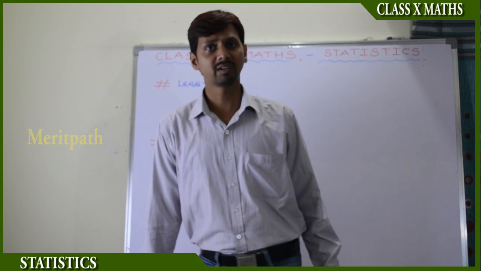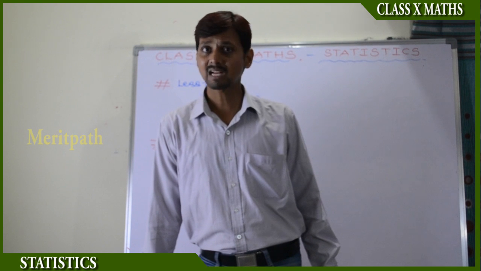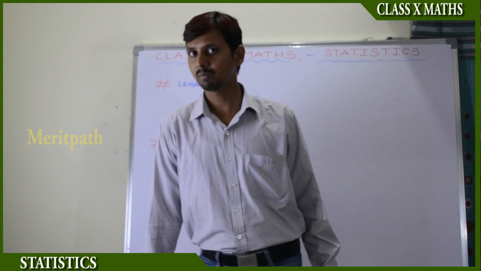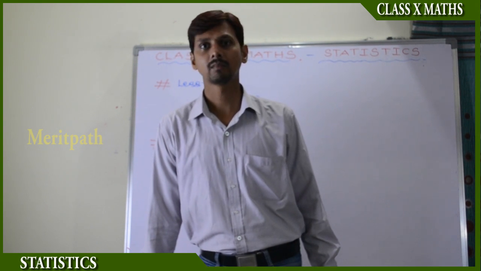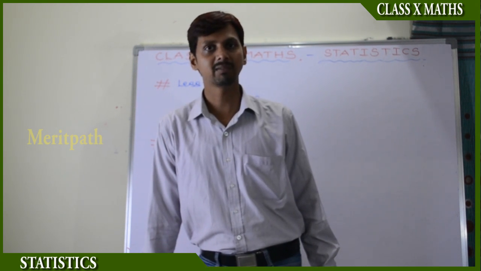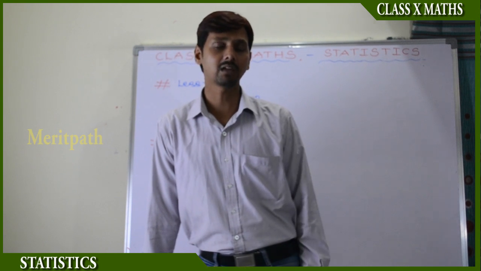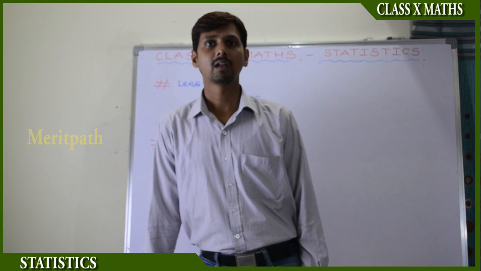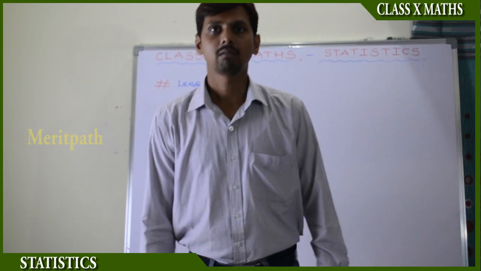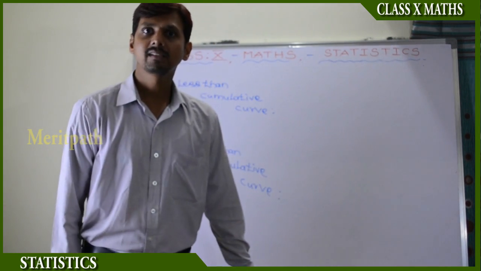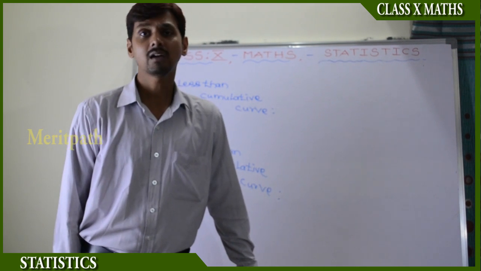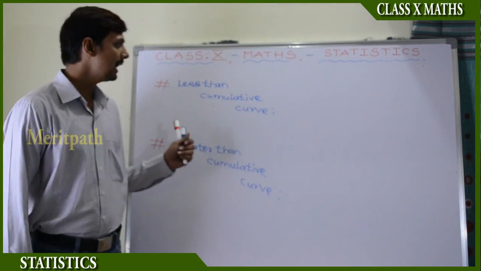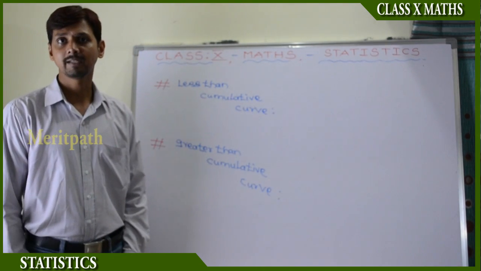To draw the cumulative frequencies, we'll take the class interval and then find the upper boundaries and lower boundaries. And then the frequency will be given in the question, and using the upper boundaries, lower boundaries and the frequencies, we draw the cumulative frequencies. And cumulative frequencies are of two types: less than cumulative frequency and greater than cumulative frequency.